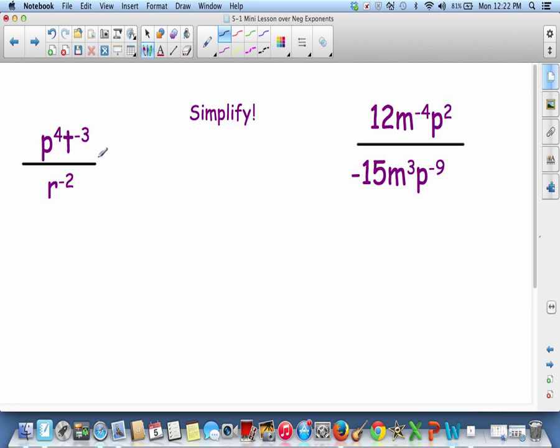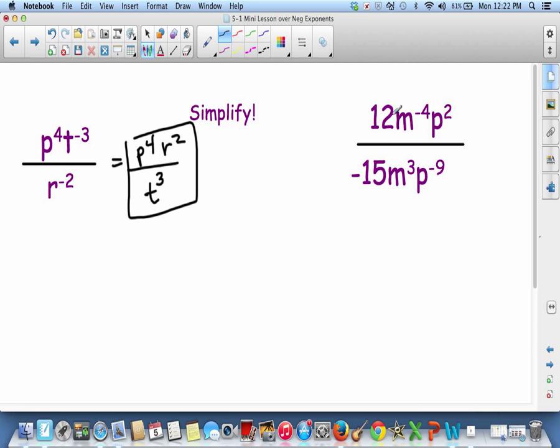Okay, so let's practice some simplifying. Again, I don't want any answers to have a negative exponent in them. So for this first one, p to the 4th power is fine. That can stay, so that's going to stay up on top. Now, t to the negative third is going to become positive and move to the bottom. And r to the negative second becomes positive and moves to the top. No simplifying to do here. It's already simplified. That's my answer.